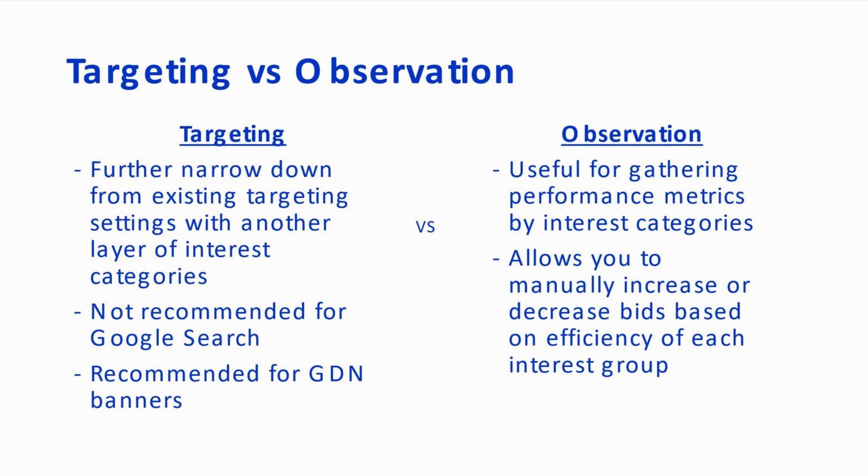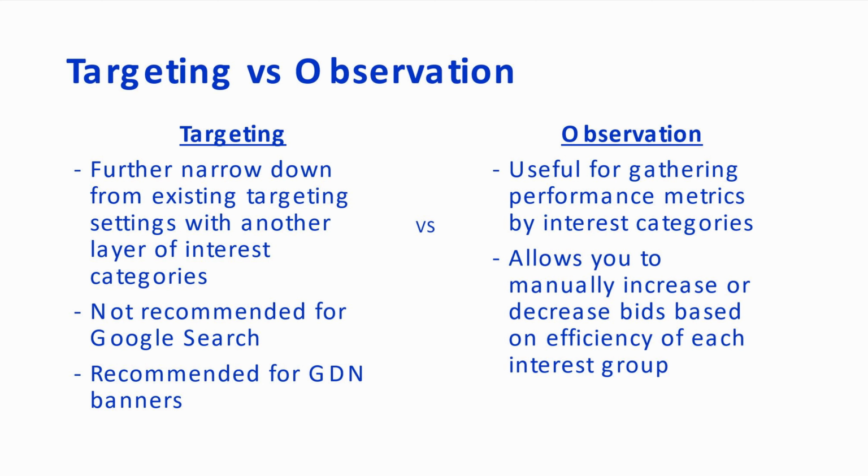However, I would highly recommend using this feature for GDN, because even though you can use custom intent for keywords, it is not as good as the keyword feature in Google search. So that will be one main feature that you have to use for your GDN banner campaigns.